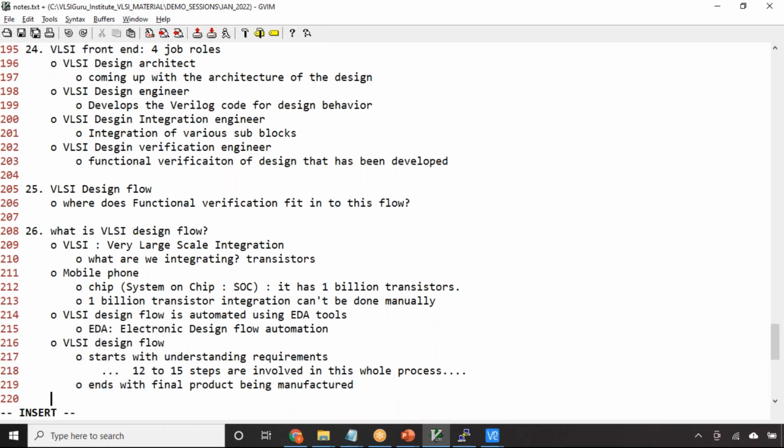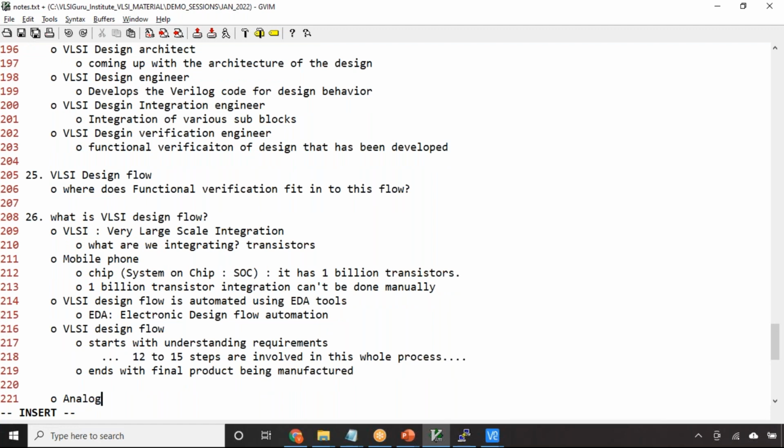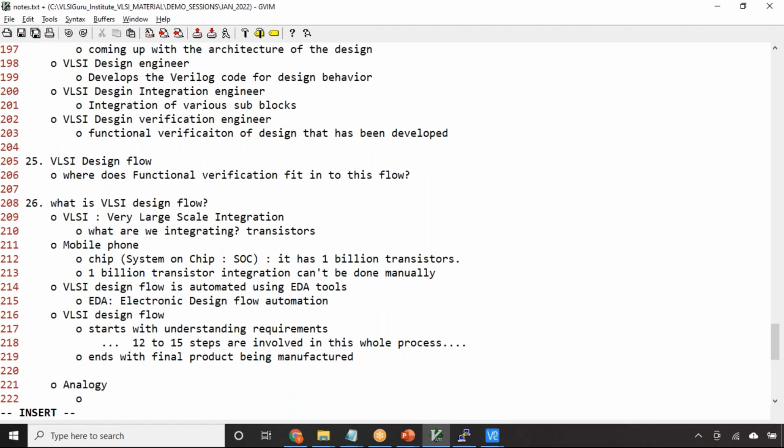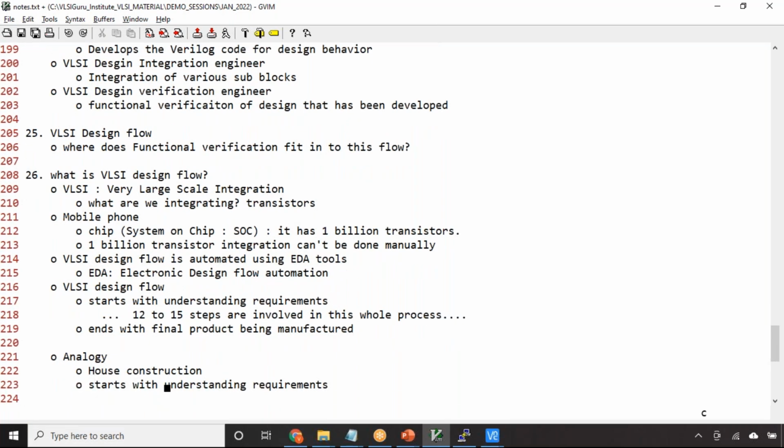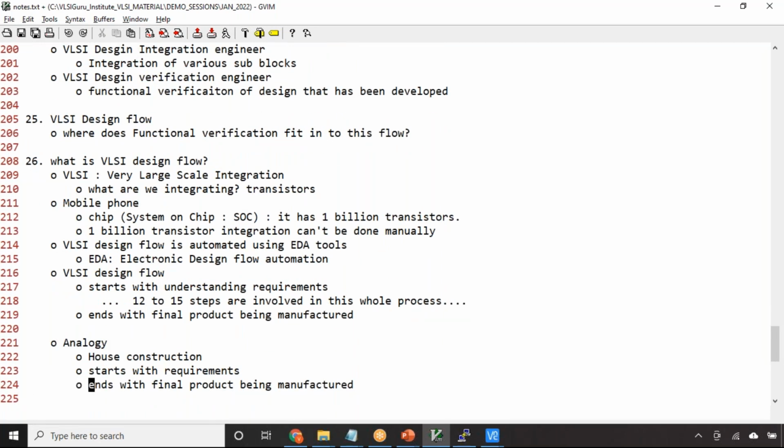Let us take a simple analogy for this. House construction. Again, house construction starts with requirements, right? Then it ends with what? When does the house construction end? Let's say you do a housewarming ceremony. It ends. So does it just happen like that?